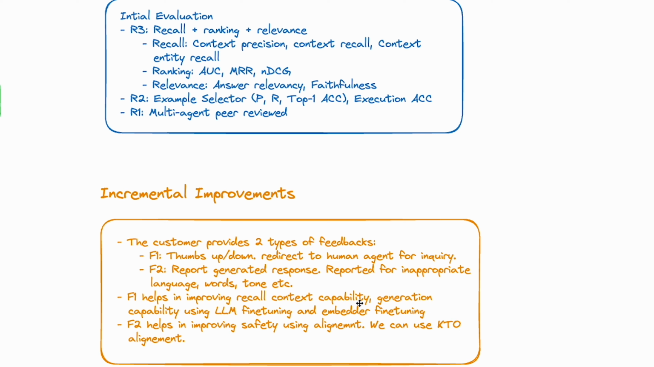It means for the RAG use case, we want to improve the retrieval capability and the generation capability using LLM fine tuning and embedding fine tuning. So we can fine tune our embedding encoder and the LLM using this feedback 1, and this feedback 2 helps in improving the safety by aligning the model more towards human responses. And we can use the KTO algorithm to align, because now we have good or bad responses labeled. If the user has reported a certain response, then it means it is a bad response, and if the user doesn't report anything, it means it is a good response. So we have this binary classification sort of responses.